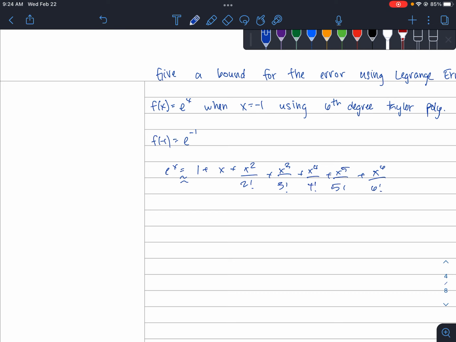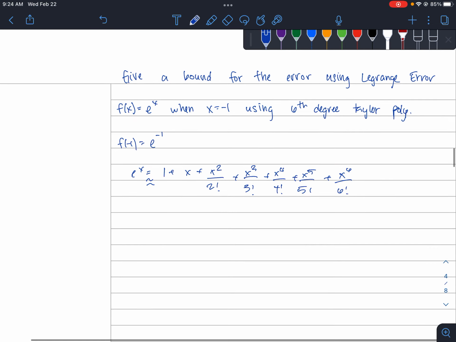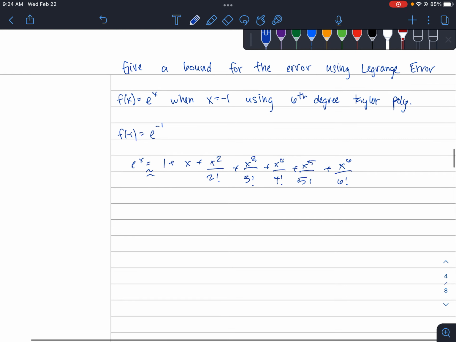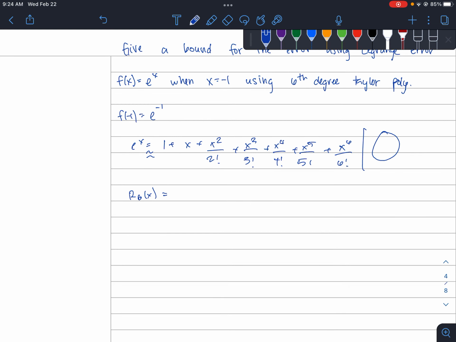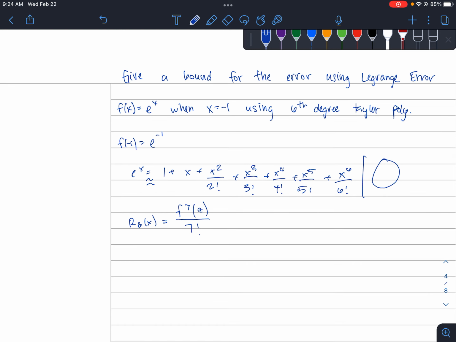Okay, so what we want to find is the error bound, the Lagrange error bound. So R sub 6 of x is going to be my error bound, which has to be equal to the seventh term. In this case, it's going to be the seventh derivative at z over 7 factorial, and this is centered at, I guess I didn't specify, this should be centered at x equals 0. So we'll just say x to the 7th.